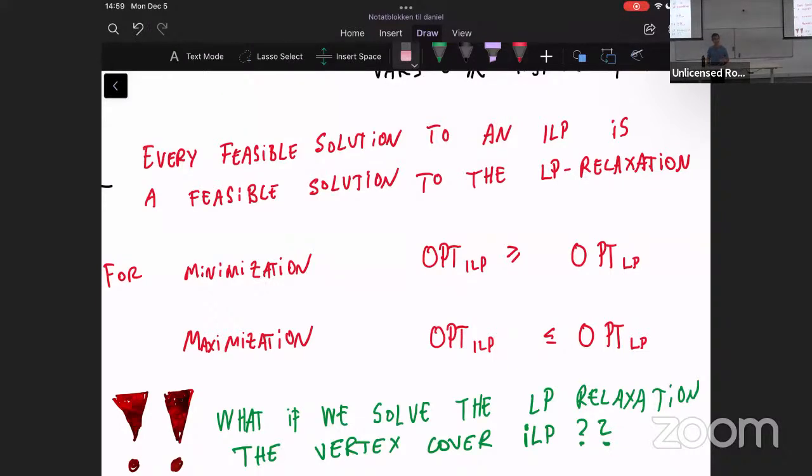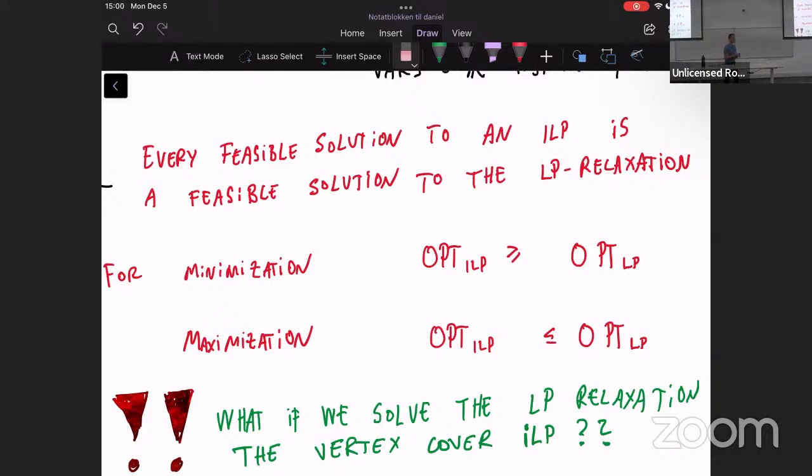And now let's sanity check. Well, if I give you an optimum solution to the ILP, then that is a feasible solution to the ILP, and therefore it is also a feasible solution to the LP. And therefore, the LP might have a solution with even smaller value. So for minimization, opt ILP is greater than or equal to opt LP, and for maximization, the same argument gives you the inequality in the other direction.